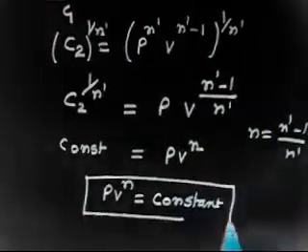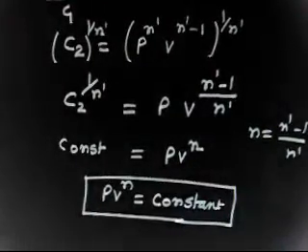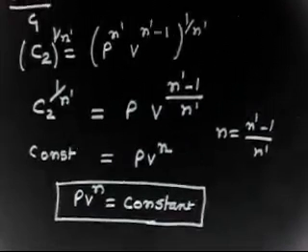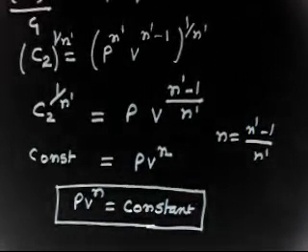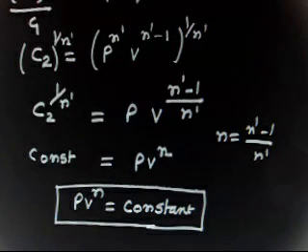So you see, this is an important result. If you have a gas that follows the ideal gas law, and also if the work done performed is directly proportional to internal energy, in that case the equation of the process is given by PV^n is equal to constant, where n is a constant that depends upon the process. You can change the value of n.